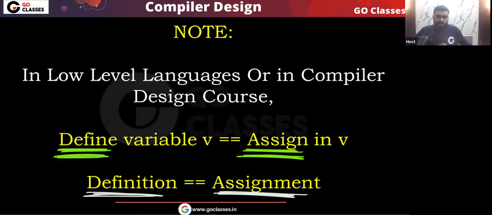Is this point clear? In your high level language, for example C language, can I say define and assign are the same? No. In the C language, we can define only once. We can assign any number of times, but we can define only once. You can define only once, but you can use any number of times. Maybe you have some concept of that, but I don't care about C language.